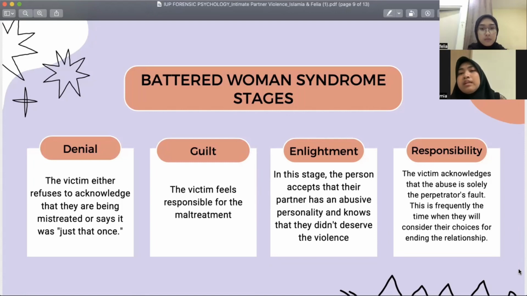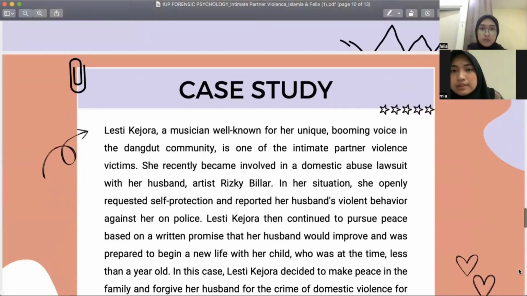And then the third stage is enlightenment. In this stage, the person accepts that their partner has an abusive personality and knows that they didn't deserve the violence. And the last stage is responsibility. In this stage, the victim acknowledges that the abuse is solely the perpetrator's fault. This is frequently the time when they will consider their choices for ending the relationship. Next slide, please.